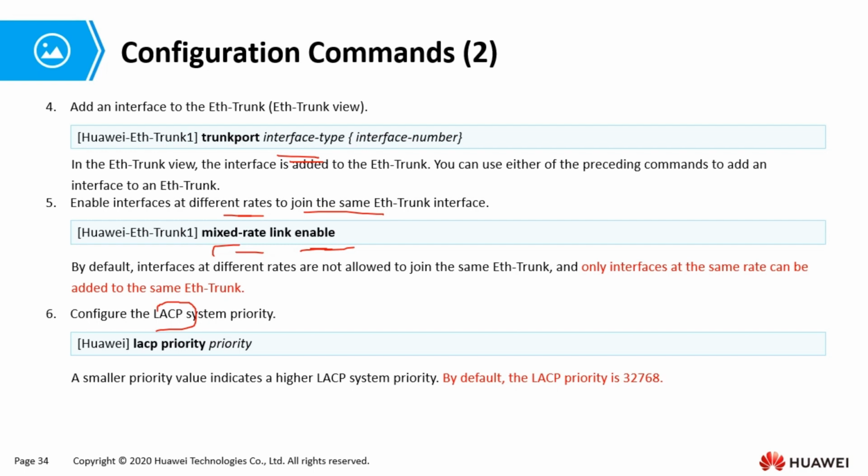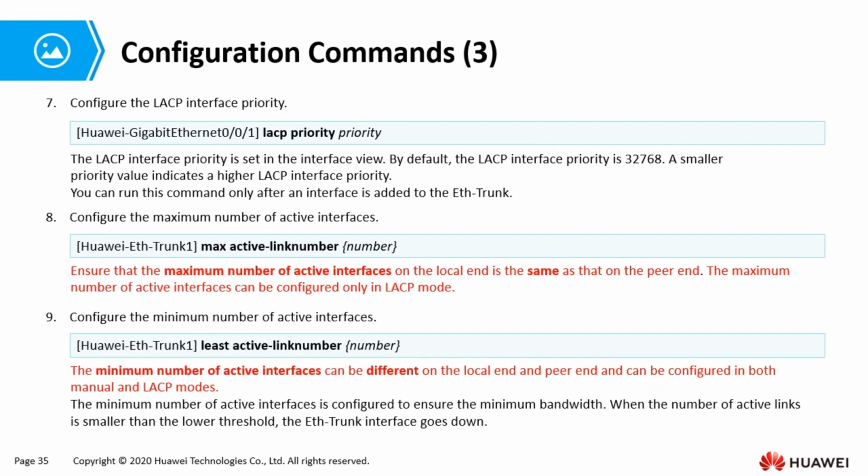Then here is how you change the LACP priority. By default it is 32768. Then you change the LACP priority on the interface priority there. And here you set the maximum number of active links. For this one you have to ensure the local end and the peer end, your switch 1 and switch 2, have the same maximum number of links. Don't configure 2 on switch 1 and 3 on the other. It should be the same.